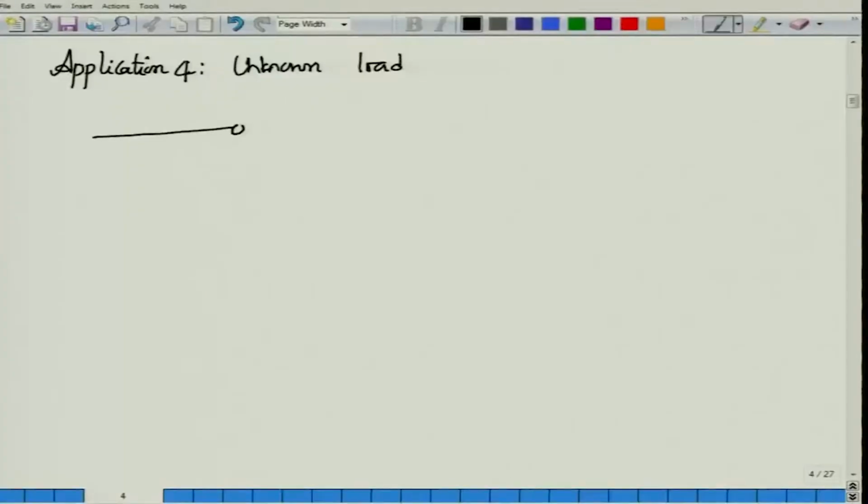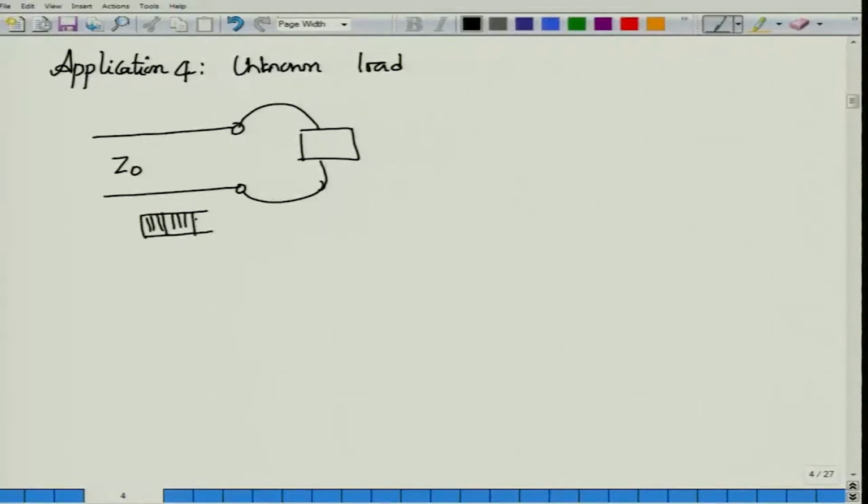Suppose I start with a transmission line whose characteristic impedance Z0 I know, and then connect this unknown load to it. I actually have a scale. Usually on the slotted line I will have a scale, so I have these readings. This scale is not very nice, but please excuse it. I have a scale which might go all the way up to this side. So, this is the scale that I have.